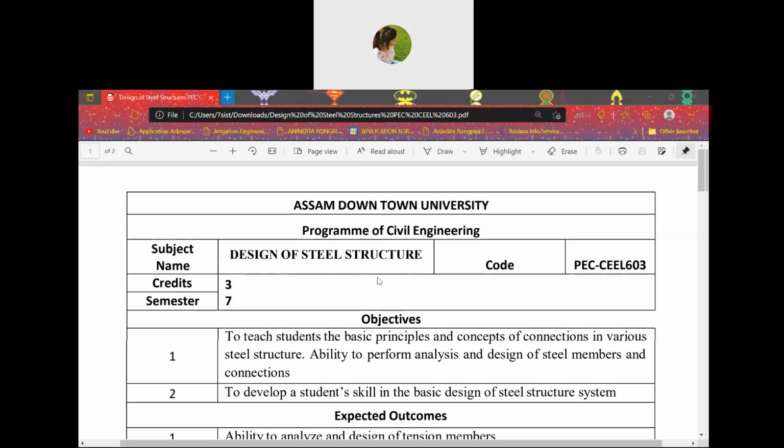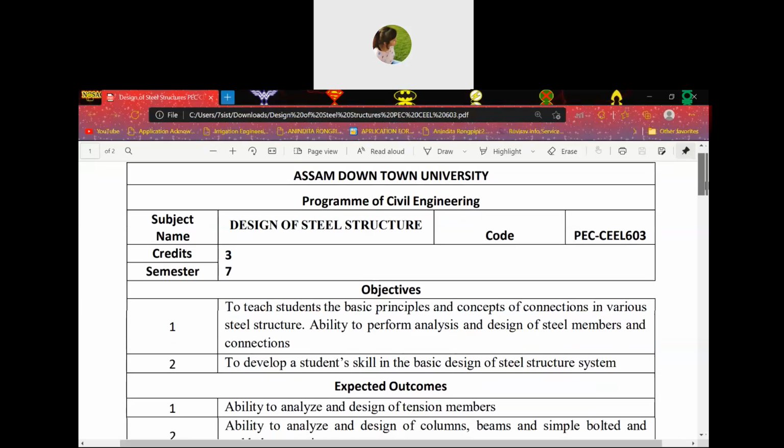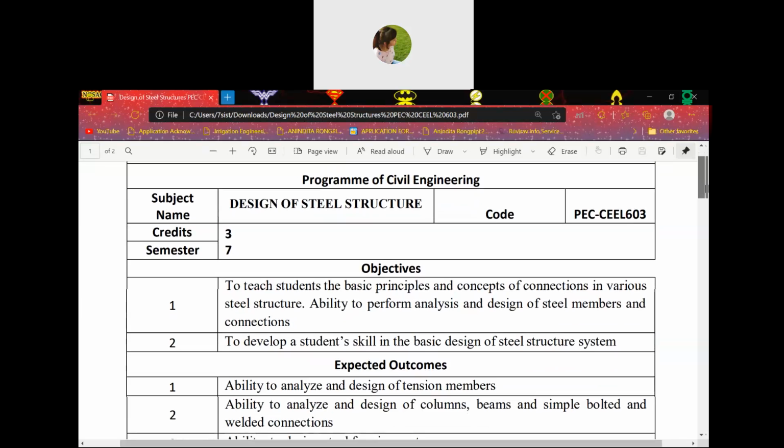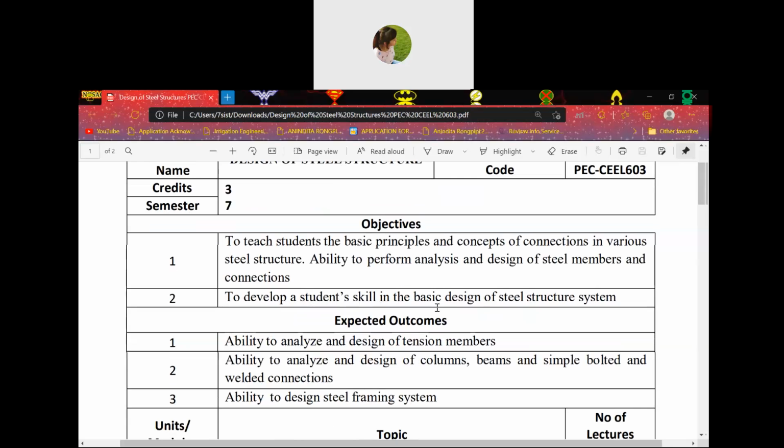The subject is Design of Steel Structures and the code is PEC CEEL 603. It's a 3 credit subject, so more emphasis should be given to this elective. There are many objectives of steel structures, but here only two are mentioned. The first is to teach you the basic principles and concepts of steel connections in various steel structures, and the ability to perform analysis and design of steel members and connections. Number two, to develop a student's skill in the basic design of steel structure systems.